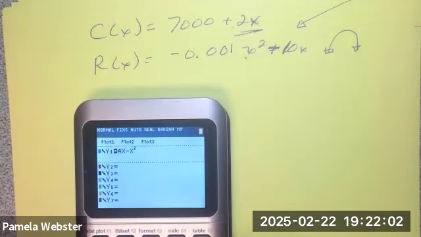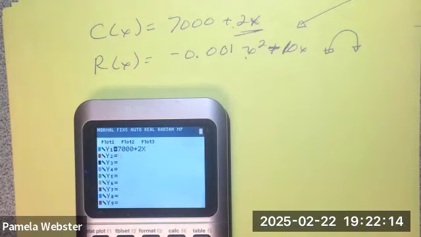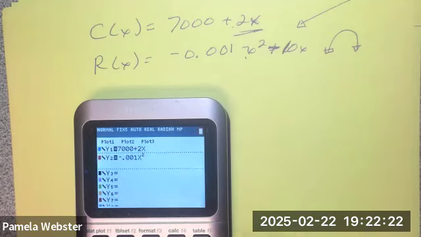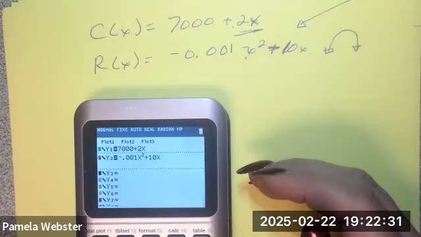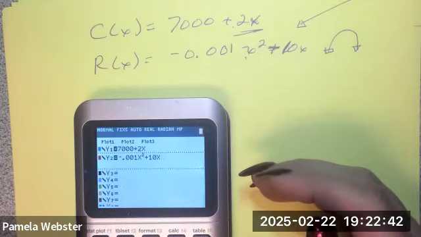So let's see what this looks like. In the cost function, the first one here, I'm going to go 7,000 plus 2 times the x. And for the next one, I'm going to go negative 0.001 x squared, come out of the exponent, plus a 10x. Now, I'm going to say this calculator is on my standard window, and that means that it's a 10 by 10 window. Sorry, it goes from negative 10 to positive 10 on both the x's and the y's, and we're dealing with really big numbers here, right?